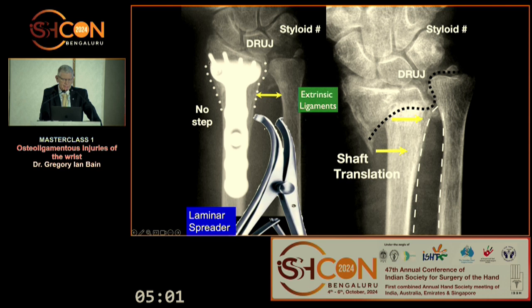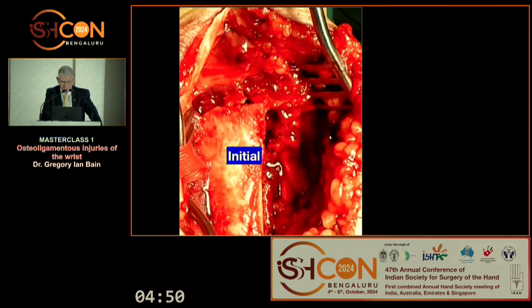The other point that he makes is that a radial column plate will tend to align the radial border of the radius and correct the deformity. So it actually does something similar to what we see with the lamina spreader.